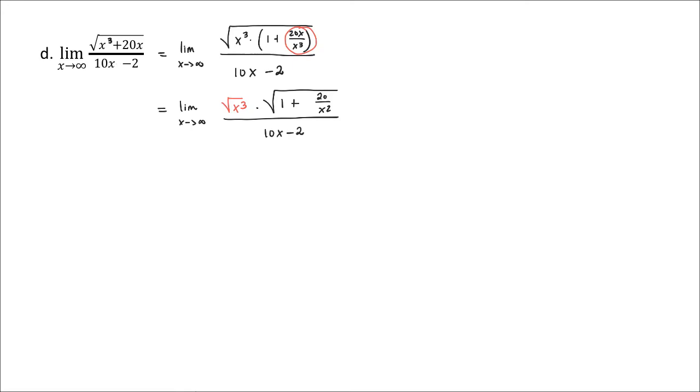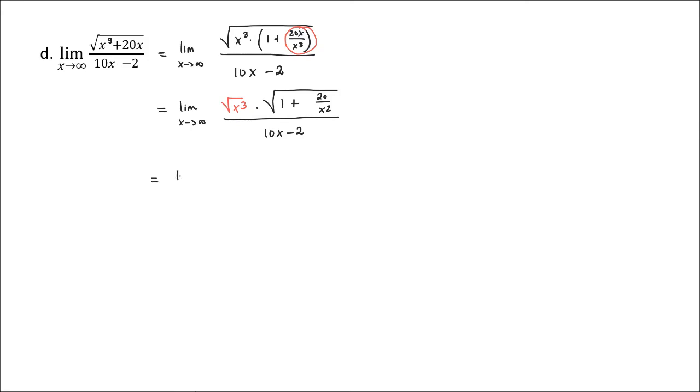So just quickly observing this red square root of x cubed here, I want you to notice that as x approaches positive infinity, the radical is perfectly defined, because if x is positive, x to the third is positive, the square root of a positive number is always defined. So in my next step, I'm going to take the radical and turn it into an exponent.